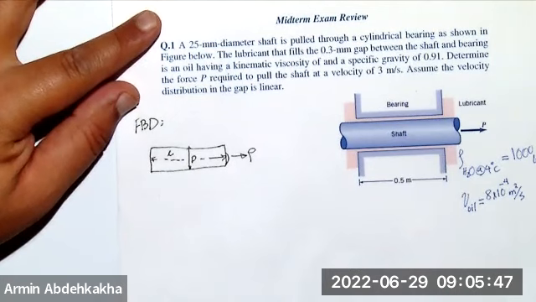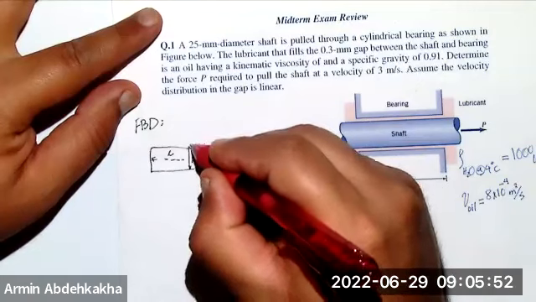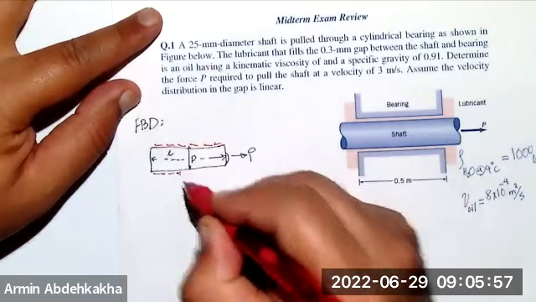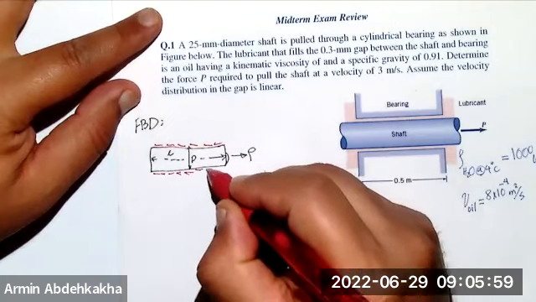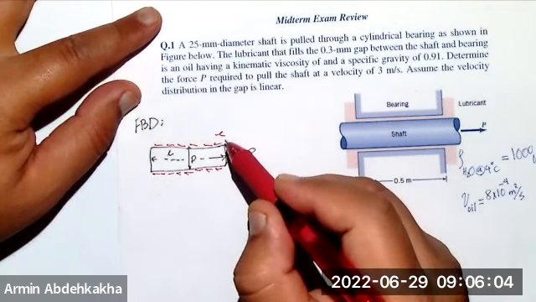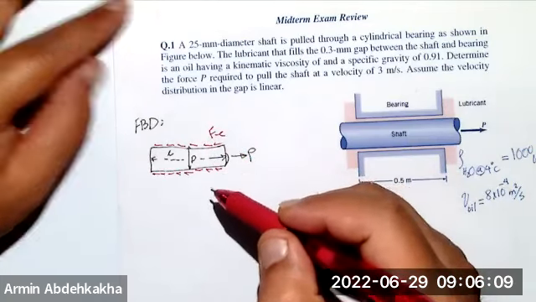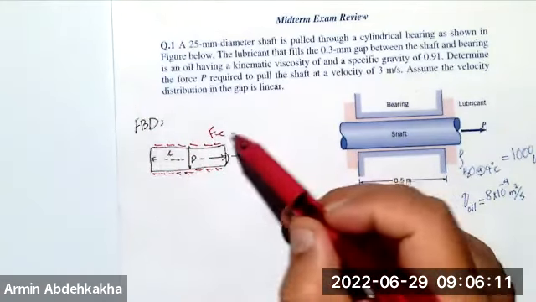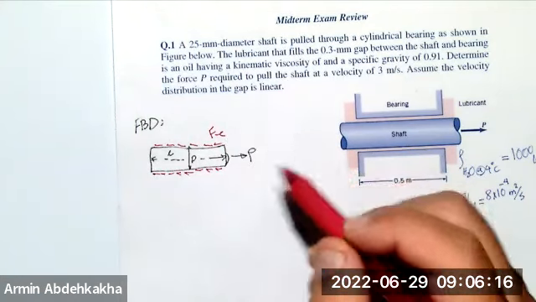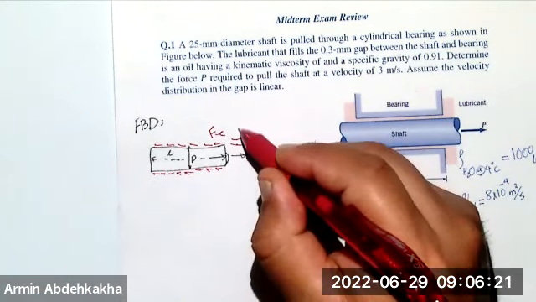What else? You have a P here, but you also have F of tau. Tau is shearing stress, but this is a free body diagram, so it should be F because that's the force. And you have to find the force. So what else do you know here? You know the gap here.